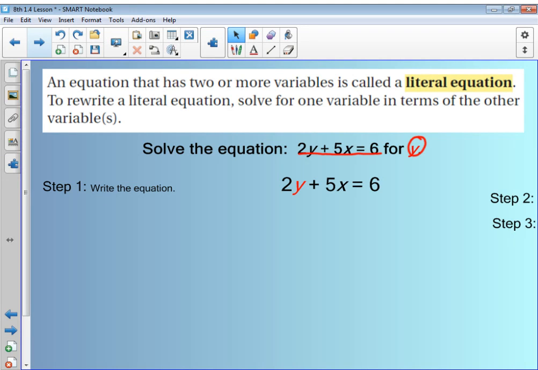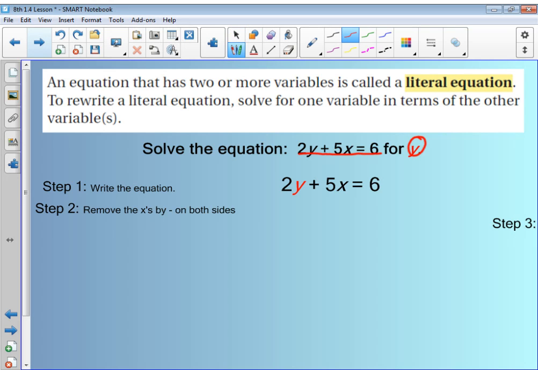And then our next step is we're going to remove the x's by shifting it to the opposite side. We want to get the x's, in this case we only have one, out of the left side of the equation. So right now, we want to isolate the 2y. We have to get rid of anything on the same side of the equal sign as that 2y. Right now I'm seeing a plus 5x, so we're going to do the opposite. It's plus 5, so we're going to go minus 5.